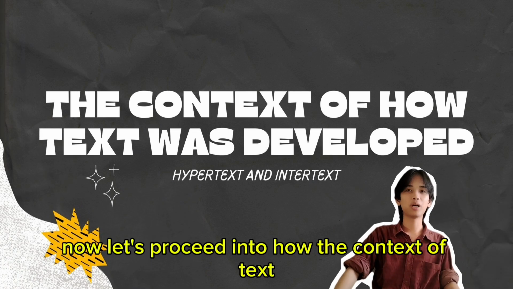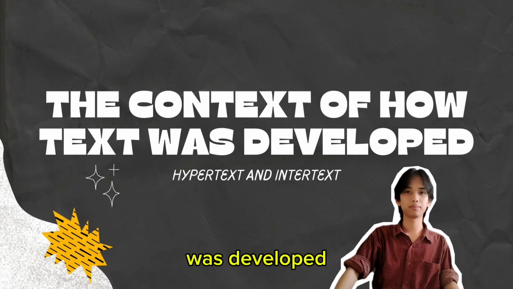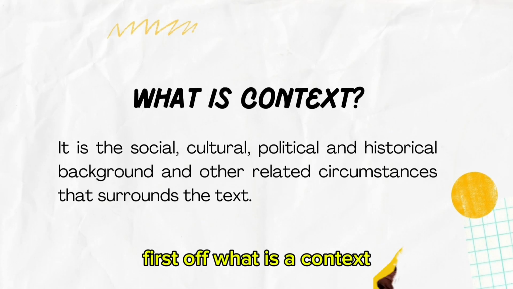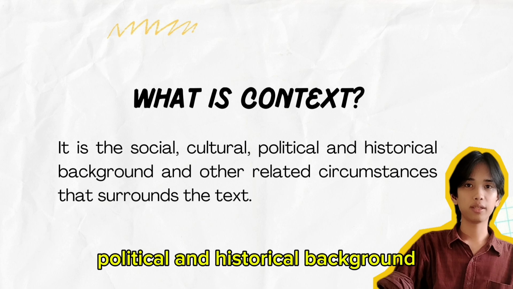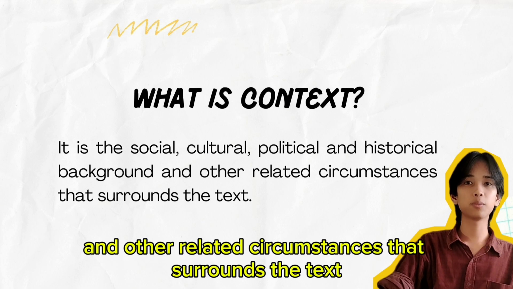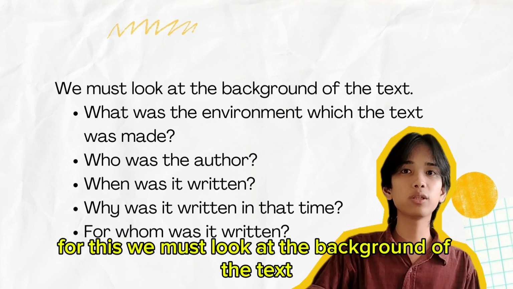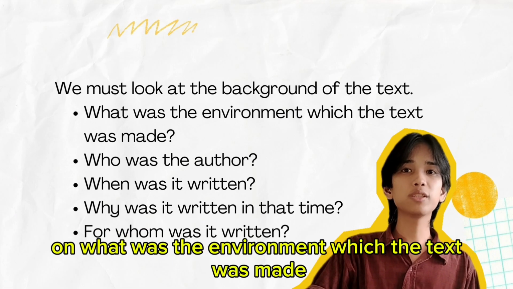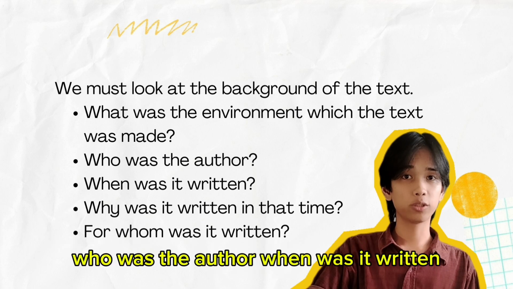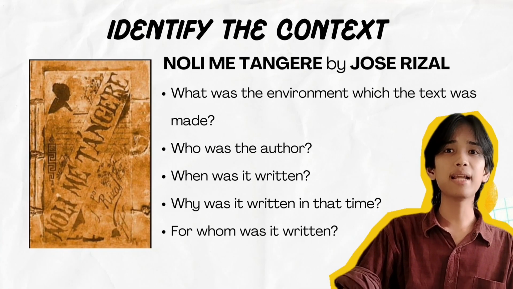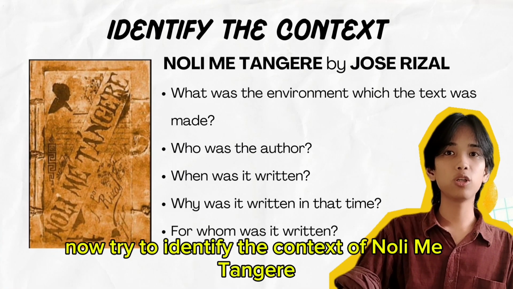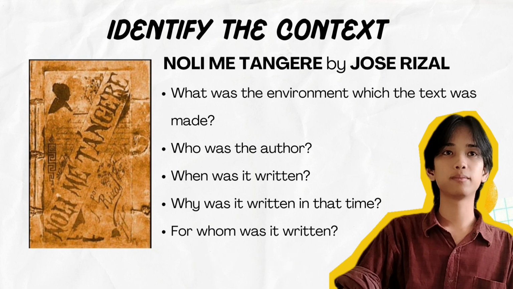Now, let's proceed to how the context of text was developed. First off, what is a context? It is the social, cultural, political, and historical background and other related circumstances that surround the text. For this, we must look at the background of the text: what was the environment in which the text was made, who was the author, when was it written, why was it written at that time, and for whom was it written. Now, try to identify the context of Noli Me Tangere by Jose Rizal.